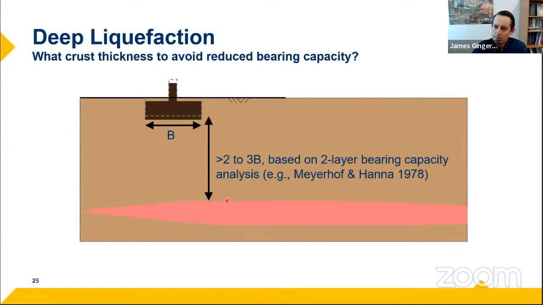So if you run a 2-layer bearing capacity analysis with a method like Meyerhof and Hanna, you'll find that if you're about 2 or 3 footing widths below the bottom of the footing, if the liquefiable layer is deeper than that, then generally it's not going to have a big impact or reduction on the bearing capacity. But if it's within this zone, then it's something that you ought to take a look at and design for.